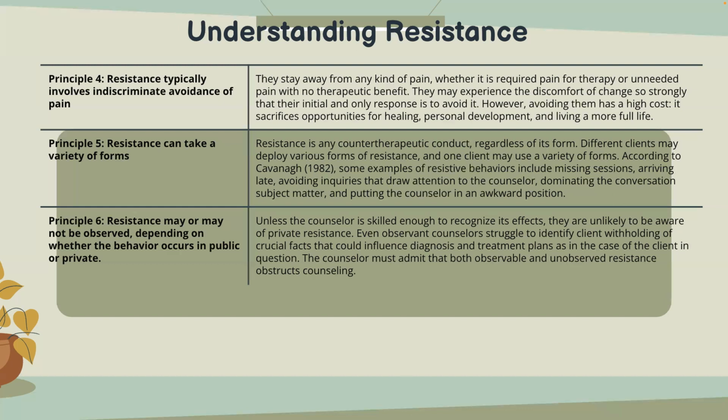Resistance may or may not be observed, depending on whether the behavior occurs in public or private. Unless the counselor is skilled enough to recognize its effects, they are unlikely to be aware of private resistance. Even observant counselors struggle to identify clients withholding critical facts that could influence diagnosis and treatment plans, as in the case of a client in question. The counselor must admit that both observable and unobservable resistance obstruct counseling.